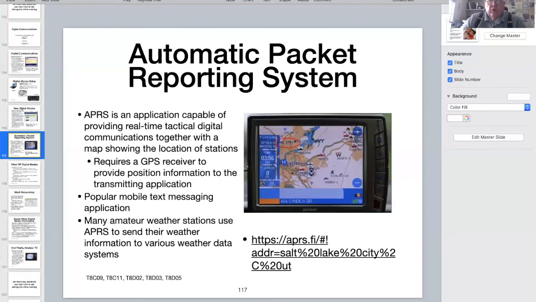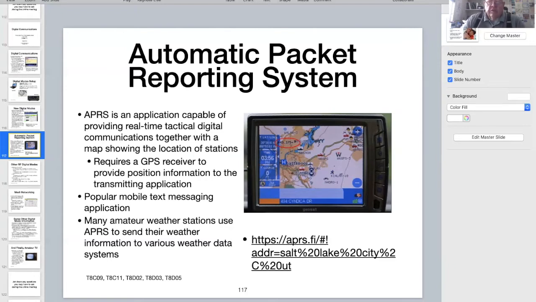Automatic packet reporting systems were developed initially as a means of automatically sending position information and short messages between vehicles on the move. It has since evolved into a wide variety of applications. For instance, many amateur radio operators connect a weather station to an APRS transmitter. The U.S. Weather Service uses this information to assist in their forecast development. There are thousands of APRS weather stations in the Intermountain West alone.